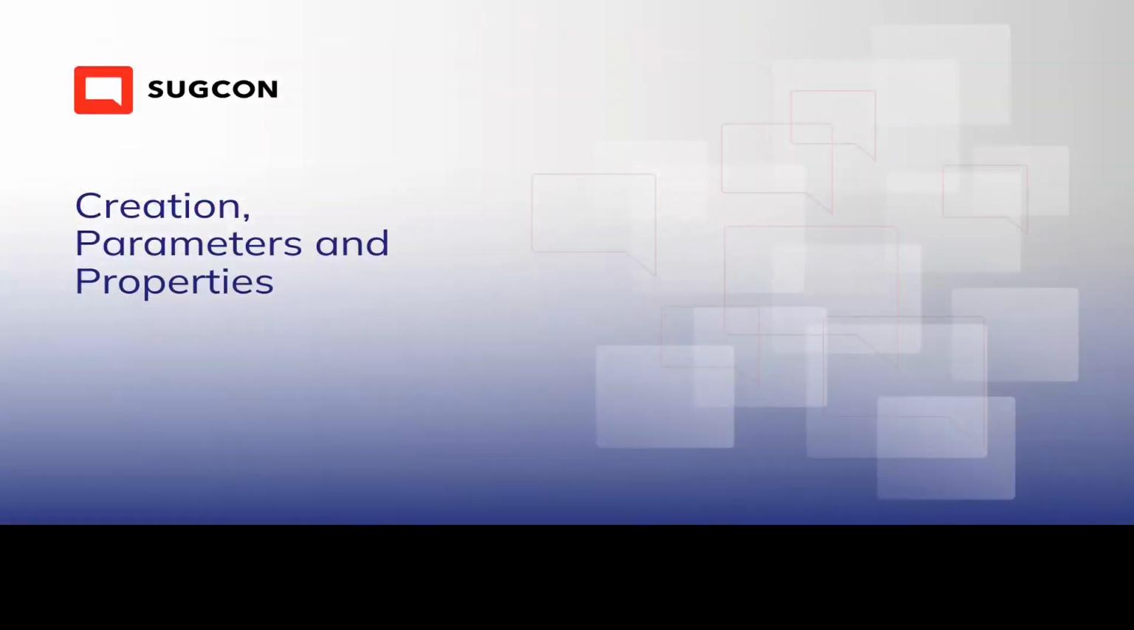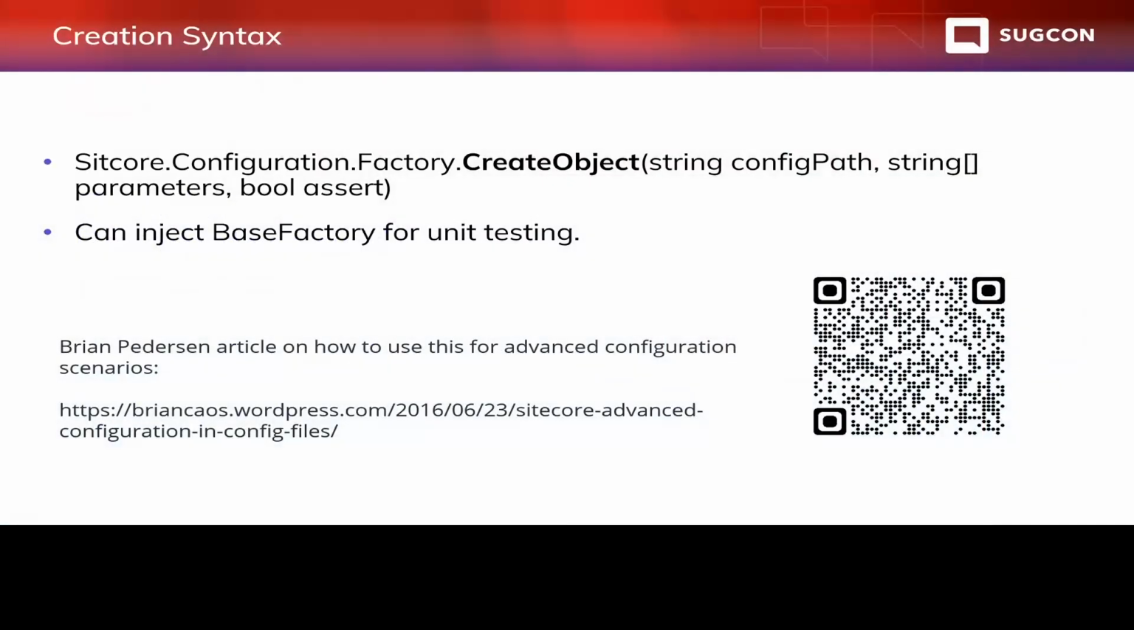Okay, so now we're on object creation, parameters, and properties. So, create object. I've never had to use this, but this is actually why we write config files, why Sitecore writes config files, because you need to be able to create objects. And the basic signature, there are a lot of overrides, but basically you're passing a path. Here's where you find the config.